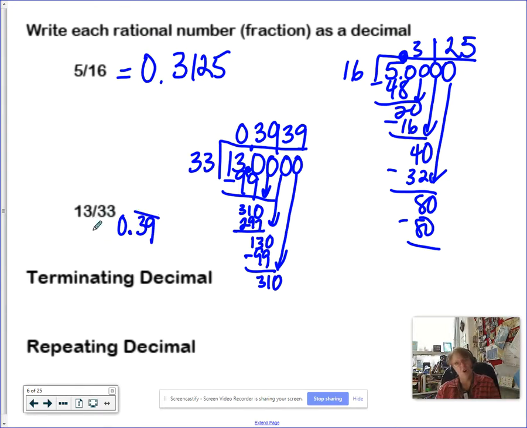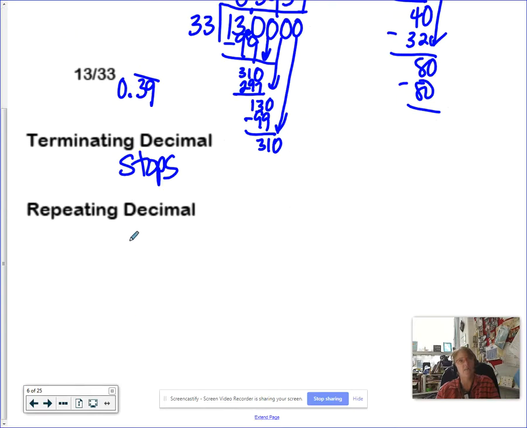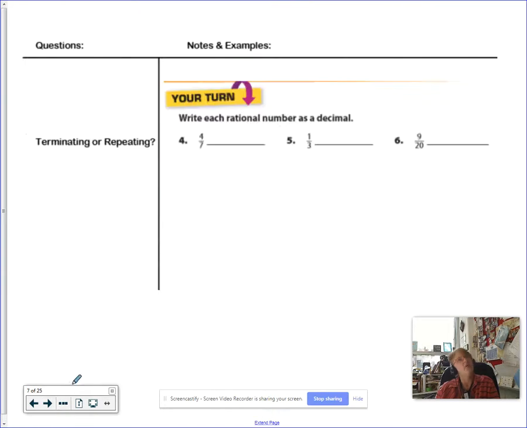Okay? So as you start to clarify and answer questions about, does this thing terminate? Remember, this is the word we use for a decimal that stops, and repeating one keeps going, but it repeats with the same digit or block of digits and continues that pattern forever. All right? So let's take a look at each of these. 4 7s. When you start subtracting these ones, go ahead, give that a whirl.